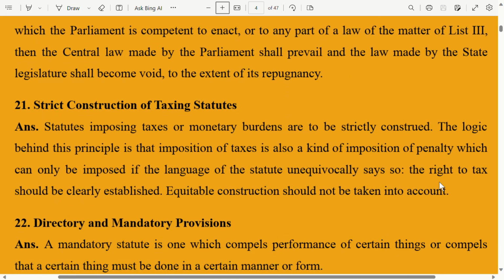What is strict construction of taxing statutes? Statutes imposing taxes or monetary burdens are to be strictly construed. The logic behind this principle is that imposition of taxes is also a kind of imposition of penalty which can only be imposed if the language of the statute unequivocally says so. The right to tax should be clearly established. Equitable construction should not be taken into account.